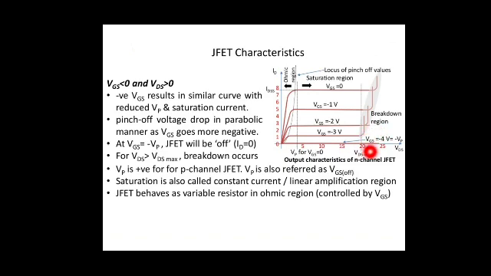Here you can see when VGS is -4, the current is almost zero. Okay, why?